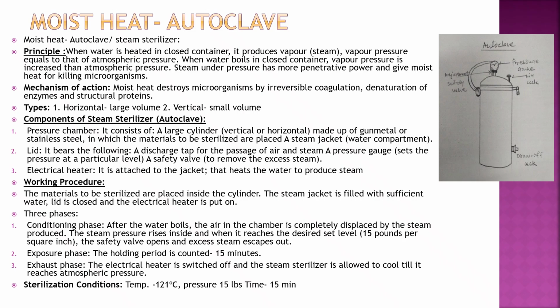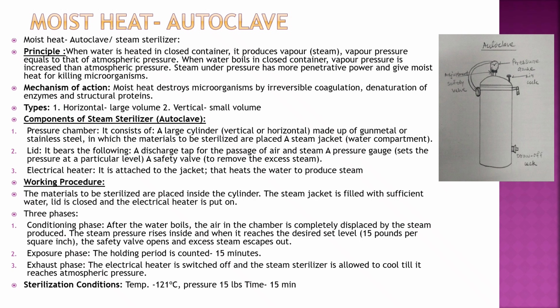The mechanism: killing of organisms by irreversible coagulation and denaturation of enzymes and proteins. The types of autoclave are horizontal, when it is large volume, mainly used in the CSSD department, and the vertical one is small volume, used in most laboratories. The components: there are three main components: pressure chamber, lid and electrical heater. The pressure chamber consists of a large cylinder, either vertical or horizontal.